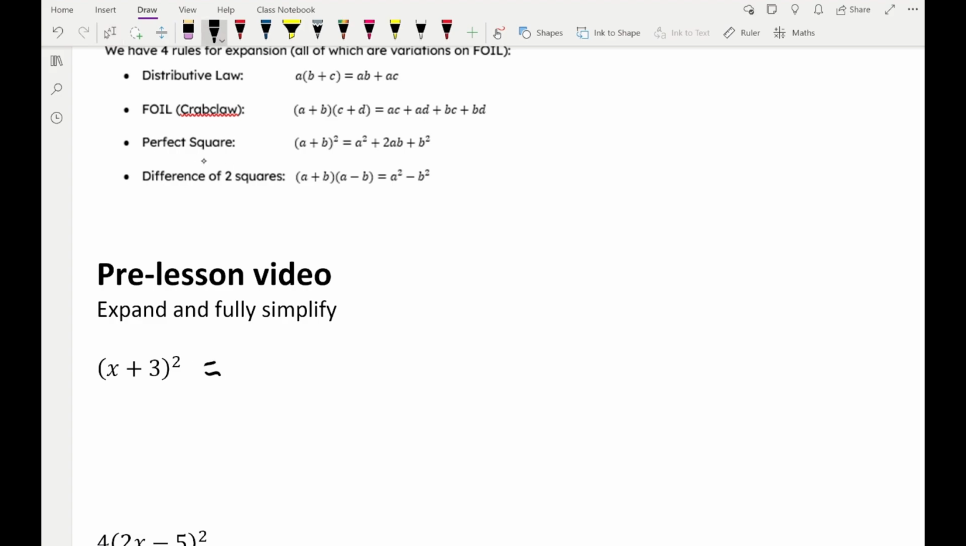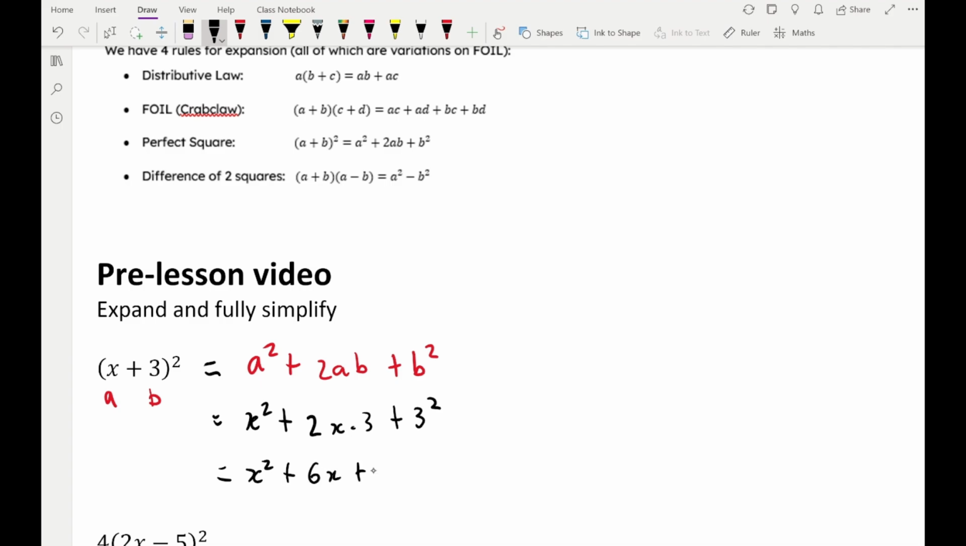You line it up with this equation here, and essentially a is going to be x and b is going to be 3. So the perfect square formula tells you to get the a squared and the b squared, but then you have this middle term 2ab. A common mistake for something like this is people just write it out as x squared plus 3 squared, which is definitely in there. But there's this middle term, which is 2 lots of x, lots of 3. So that's going to be x squared plus 6x plus 9 as our full expansion. So that was the perfect square version, which is a lot quicker.